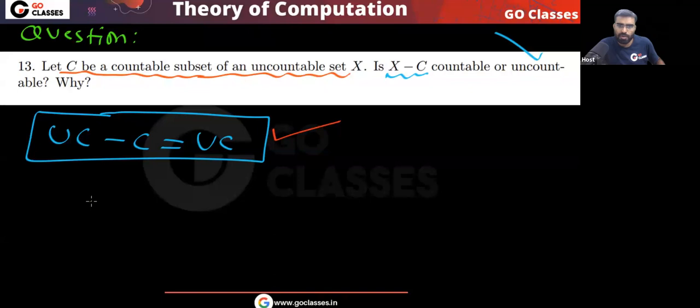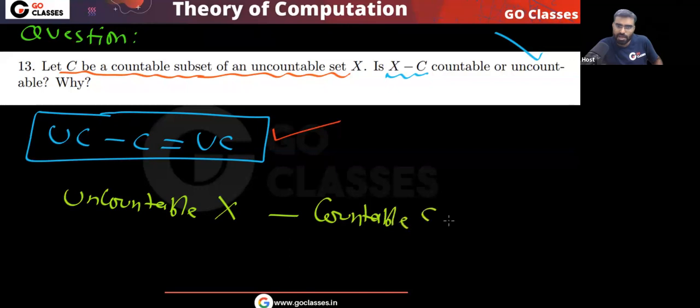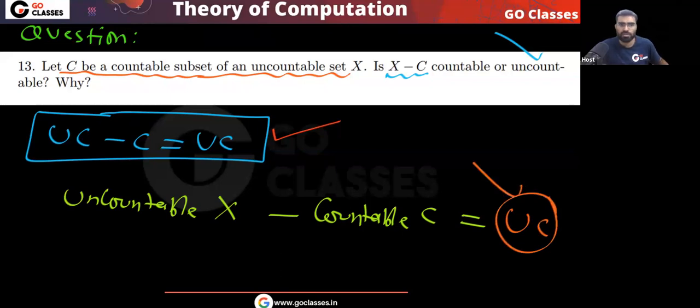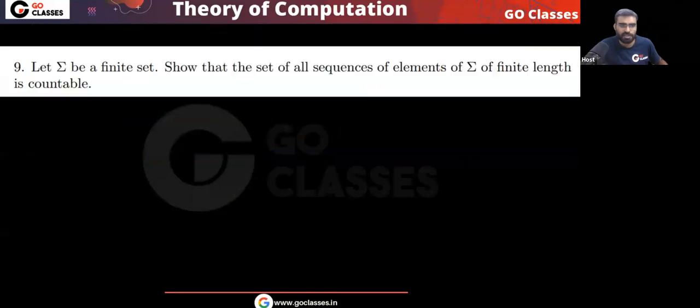Remember, you have uncountable X minus countable C. The result will be uncountable, because uncountable minus countable is uncountable. So this is your another question. Tell me the answer for this question.